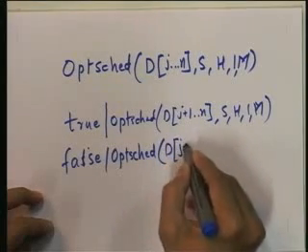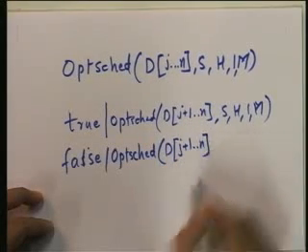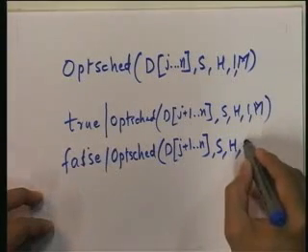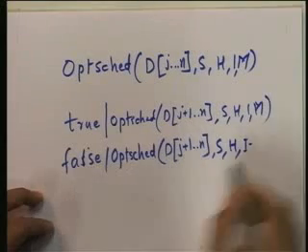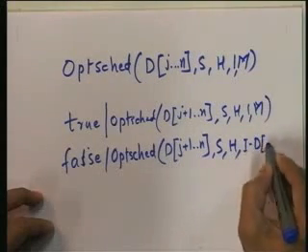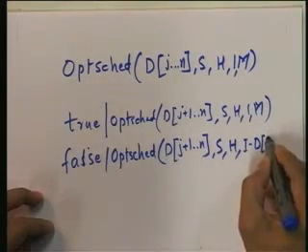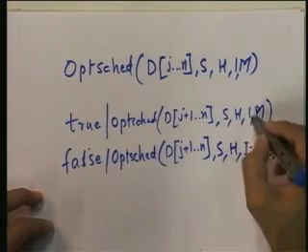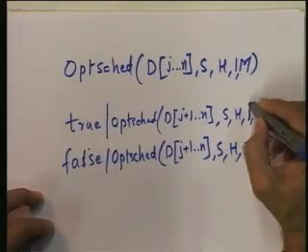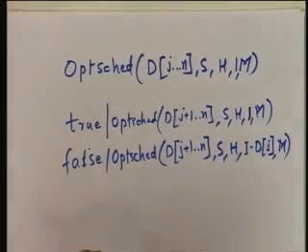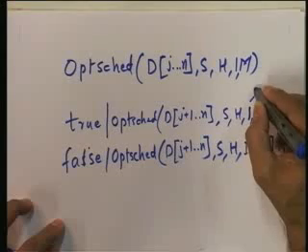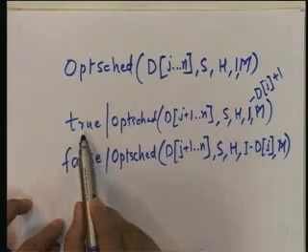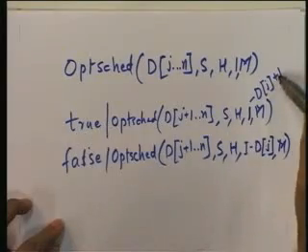D of j plus 1 through n, s, h, and in the inventory I should really remove what was produced on day j, and I should have m. Here, instead of the inventory being I, I should really have I minus d of j plus 1, because since the machine was on the first day, I have to have a plus 1 over here.